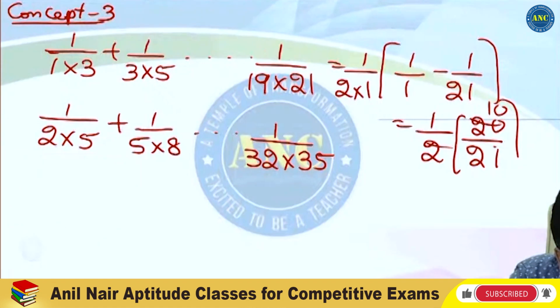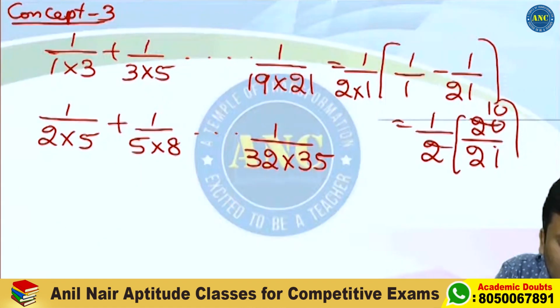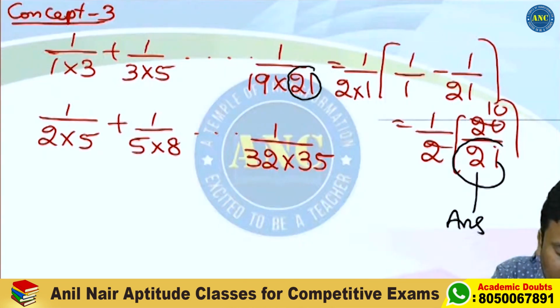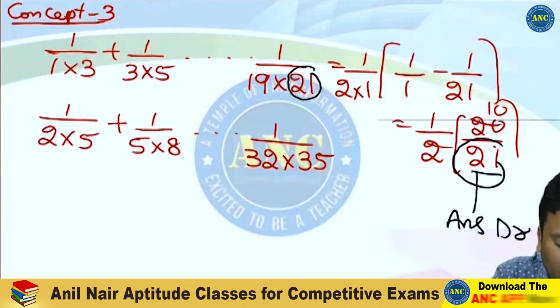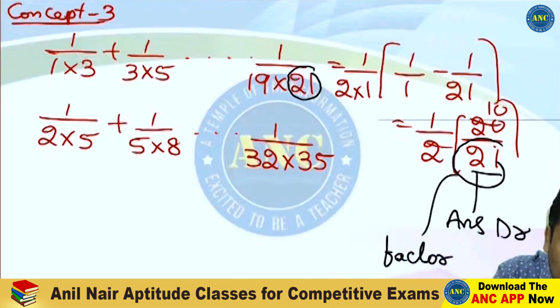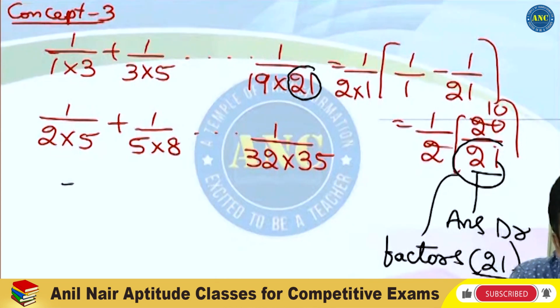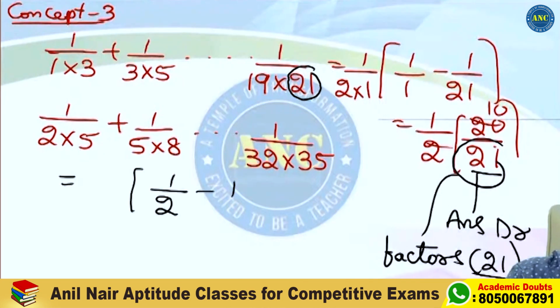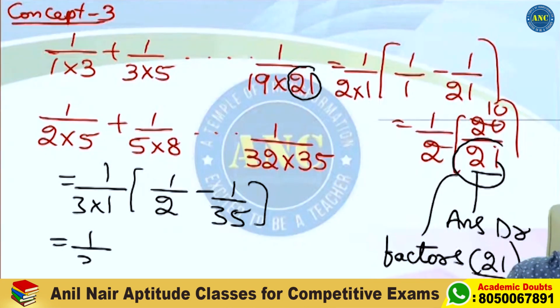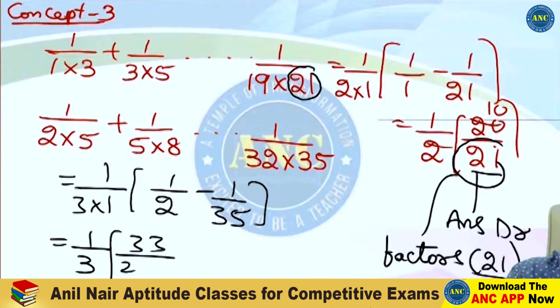Now see here. If I observe closely, what is the last numerical value? 21. The answer denominator contains 21, or it could get factorized. The answer denominator will be either the last numerical value or the factors of the last numerical value. See here, what is the question? 1 by 2 into 5, 5 into 8, 32 into 35. 1 by 2 minus 1 by 35, these 1 by 3 into 1, these 1 by 3 into 33 by 2 into 35.